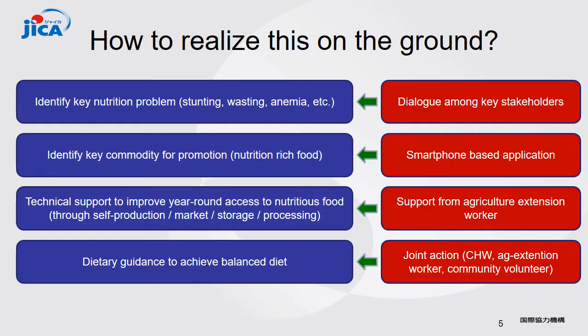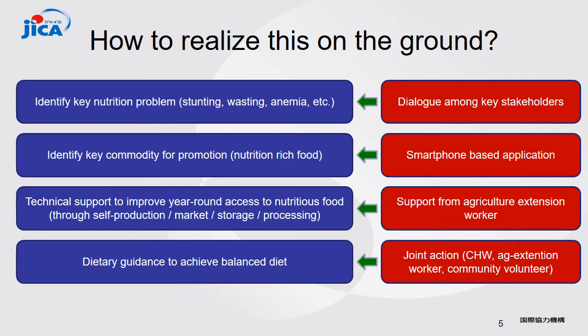Okay, now the issue is how to realize the concept on the ground level. For this purpose, we consider four steps. It starts from identification of a key nutrition problem, such as stunting, or wasting, or anemia, or other. This process is done through a dialogue among key stakeholders. Once we agreed on key nutrition issue, then we discuss about key commodity for nutrition improvement. This process is supported by smartphone-based application. The concept is to apply food composition table to select key commodity.